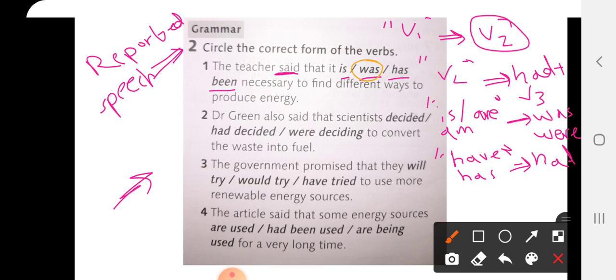Dr. Green also said that scientists decided, had decided, or were deciding to convert the waste into fuel. Okay? هلأ كلمة decide بتعطيني إلهام إنه خلص القرار تم وانتهى. يعني في الجملة الأصلية already أن scientists decided، إنه العلماء فعليا أقروا وخلصوا. إذا لما بدي أحولها في الريبورت شو بتعمل عندي؟ بتصير عندي had verb 3. أوكي، هاي بتكون عندي had verb 3.